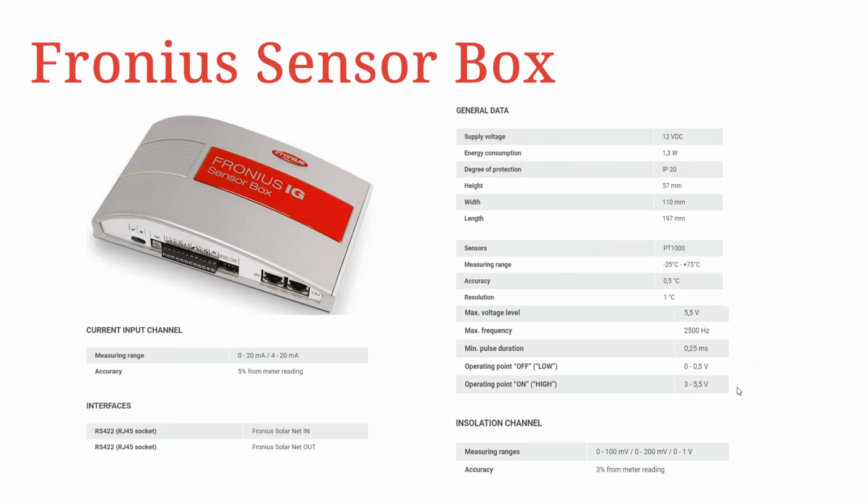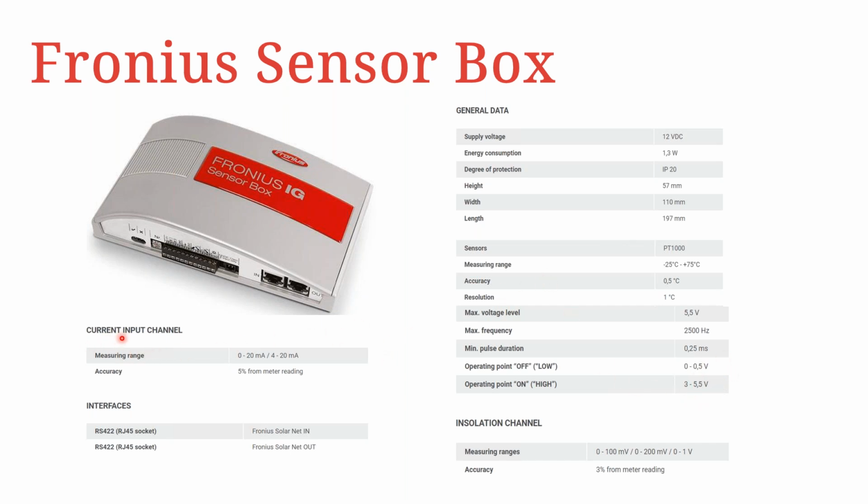And in terms of sensors that can be connected into it, we have, as you're going to see, quite a number of them, from the temperature sensors that have an operating range of about -25 degrees to 75 degrees Celsius. The accuracy is within 0.5 degrees Celsius with a resolution of about 1 degree Celsius. In terms of voltage, the maximum is about 5.5 volts with a maximum frequency of 2,500 hertz and a minimum pulse duration of 0.25 milliseconds. The operating thresholds for on and off, low and high, are 0.5 volts and 3 to 5.5 volts on the higher side.